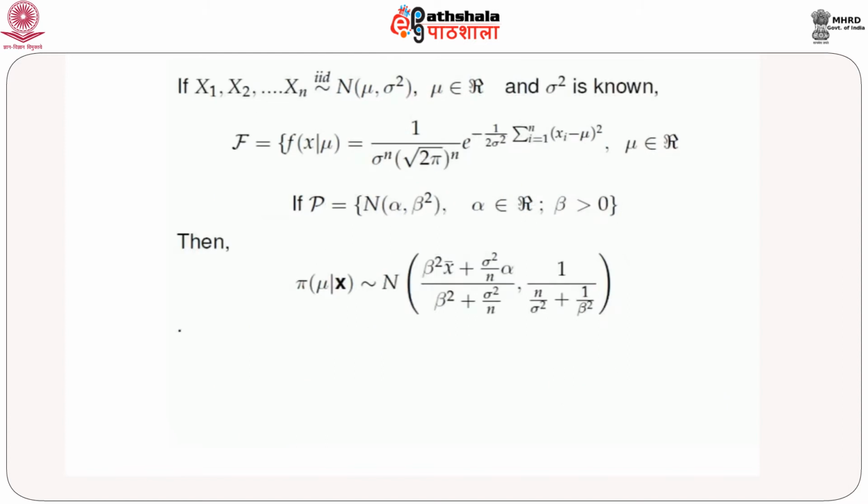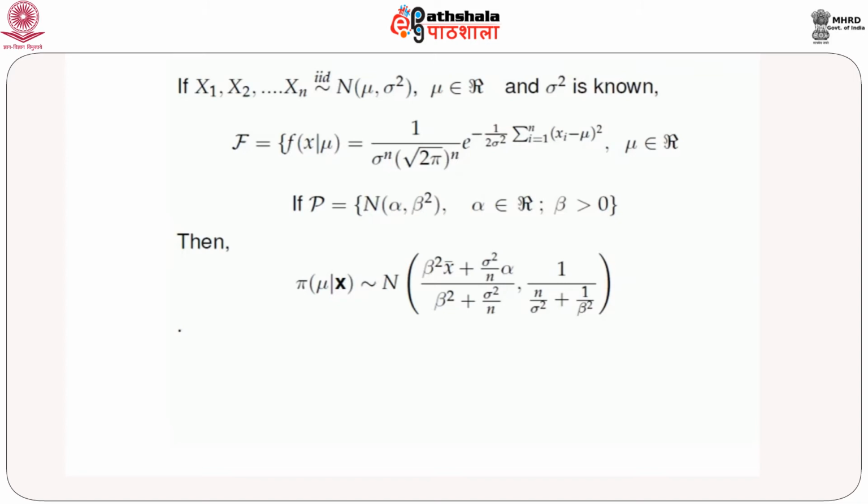We further note that if we have, instead of a single observation from normal mu sigma square, n IID observations from normal mu sigma square population, where mu is any real number and as before sigma square is a known positive real number, if we assume the same class of prior distributions for mu, then we can also see that the posterior distribution of mu given the data x, that is x1, x2, xn, is also normally distributed, and the mean of the normal distribution is (beta square x bar plus sigma square by n alpha) whole by (beta square plus sigma square over n), and the variance is 1 over (n by sigma square plus 1 over beta square).